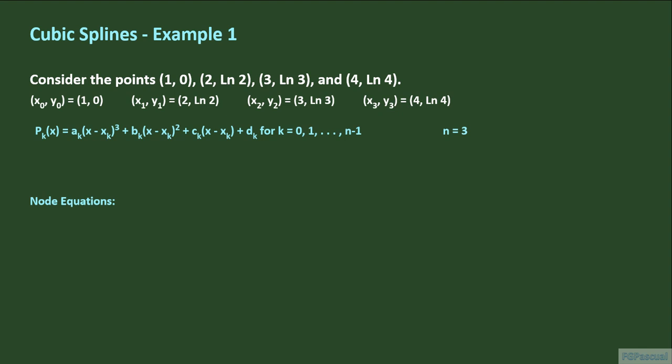The first group of equations that we look for are what we refer to as the node equations. To get the node equations, we plug in each x sub k into the polynomial segment p sub k. Then we match p sub k of x sub k to y sub k. This is to guarantee that the cubic spline passes through the different points. The first 3 terms cancel because we have x sub k minus x sub k, and the only term left will be d sub k. And so d sub k equals p sub k of x sub k, and of course this corresponds to the y sub k value.